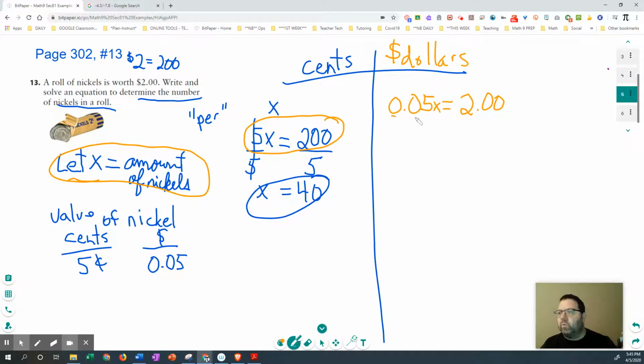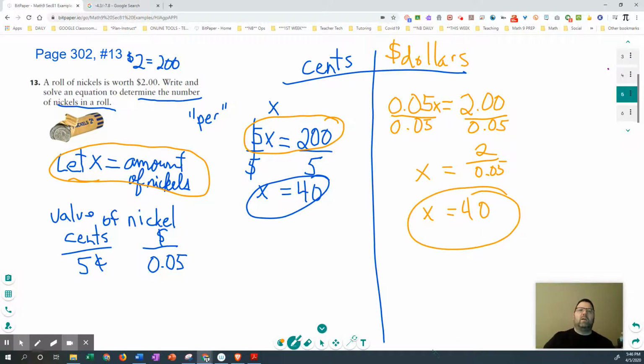All right, so what are we doing to both sides? We're going to divide both sides by 0.05. We're going to divide here by 0.05. So x is equal to 2 divided by 0.05. And x is equal to, shocker, it's 40.